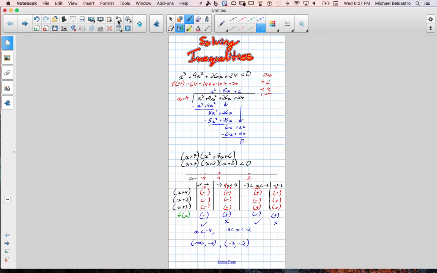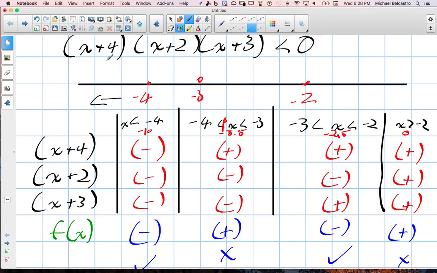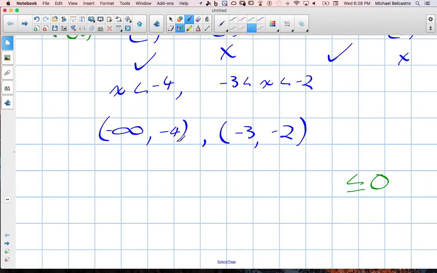If the question said less than or equal to 0, well, technically, we talked about already that -4 is a point where it's equal to 0, as are -3 and -2. Luckily, those are all already in this writing here. So we have a soft bracket for infinity. -4 is equal to, so we do a hard bracket. And in this one, because it's equal at -3 and -2, it's a hard bracket for both of them.